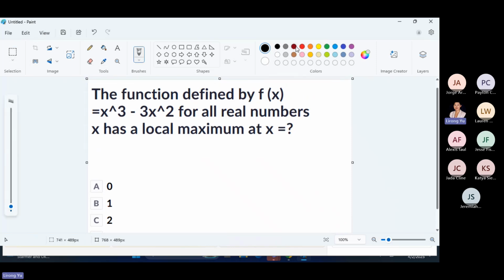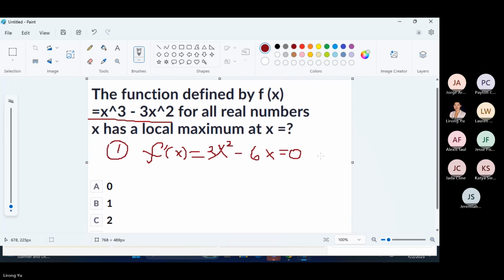We would find the first derivative, which is f prime of x. It's equal to, this is the original function, you bring the 3 to the front, it's 3x squared. Then bring the 2 to the front, minus 6x, which equals 0. Setting it equal to 0 in the effort to find the critical point. That'll be step 1. In order to find the critical point, we should solve this equation.